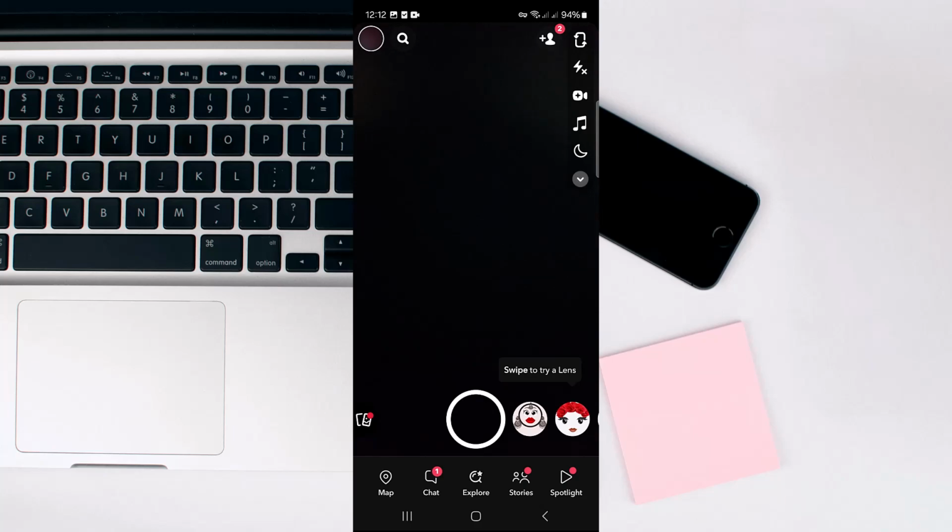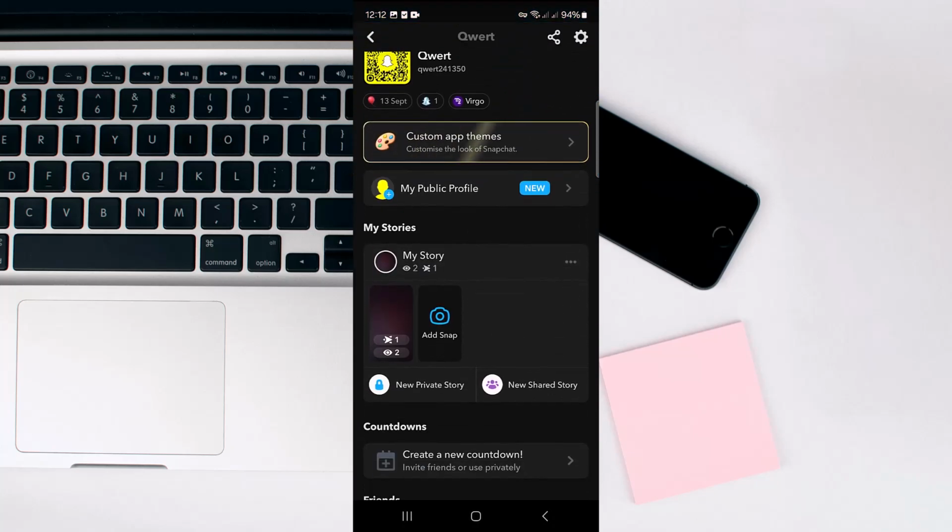Once you have logged into your Snapchat account, head over to your Bitmoji by clicking the Bitmoji icon on the upper left corner and scroll down, and you can see there is the option My Stories. Here, under My Story, there is an eye icon and a screenshot icon, and beside the eye icon there is the number 2, and beside the screenshot icon there is the number 1. It means that 2 people have seen your story and 1 person has screenshotted it. And this is how you can get to know who has screenshotted your Snapchat story.